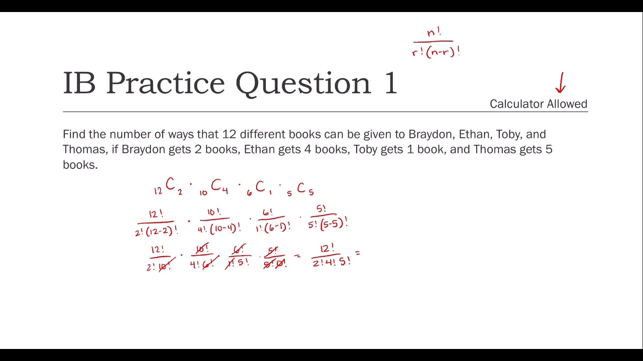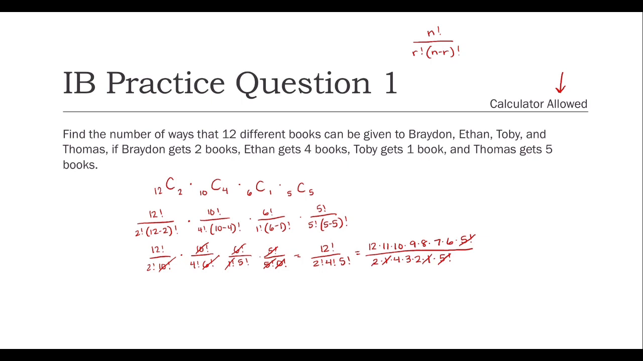So we'll split our 12 factorial to be 12 times 11 times 10 times 9 times 8 times 7 times 6 times 5 factorial, because that 5 factorial can cancel with the 5 factorial on the bottom. And then 2 factorial is 2 times 1. 4 factorial is 4 times 3 times 2 times 1. And then we'll have our 5 factorial that we're going to cancel. So our 1s don't really matter because we're just multiplying by 1.